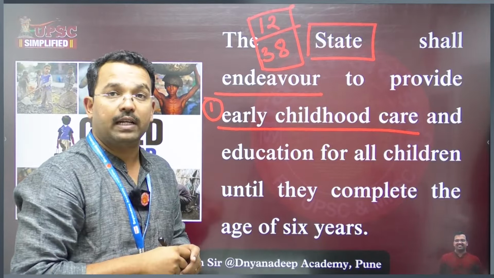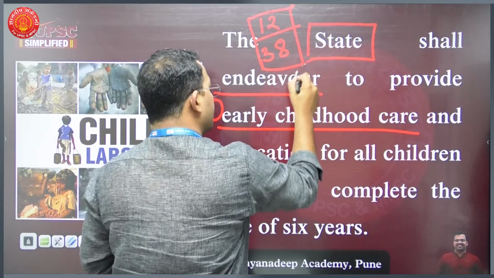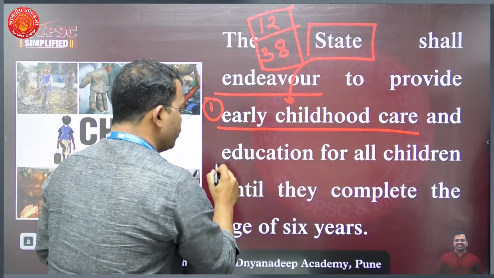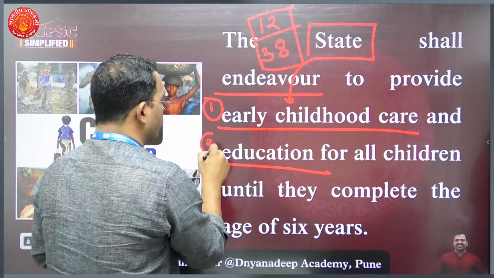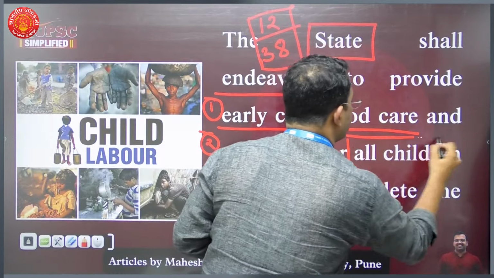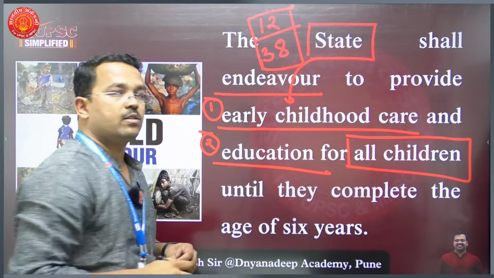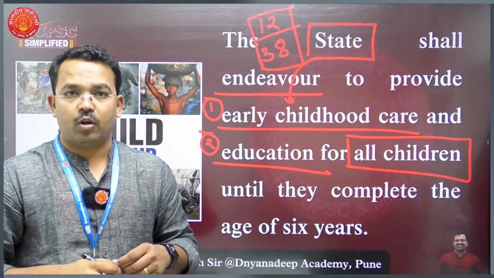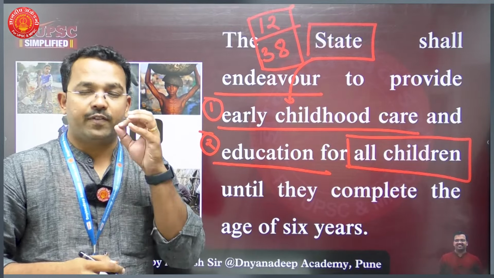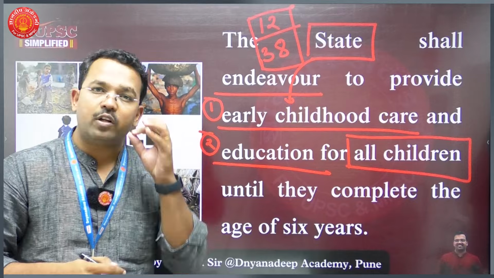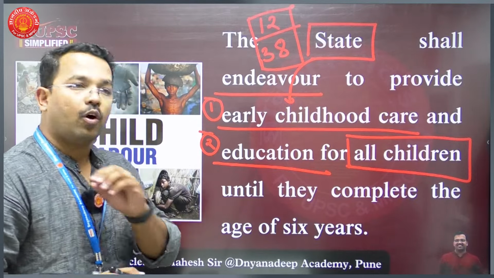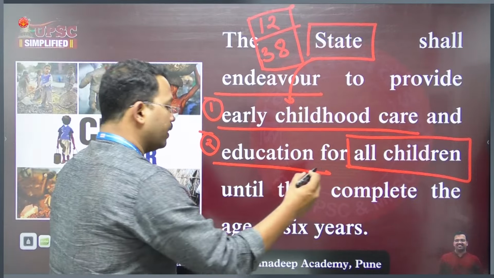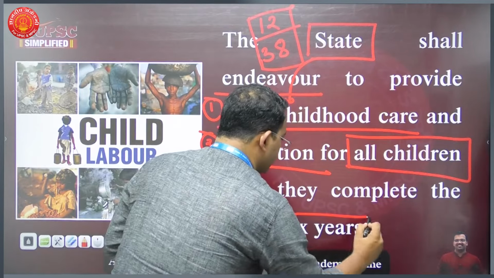So the first objective should be provision of early childhood care. Who should provide this early childhood care? It must be provided by the state. And education for whom? For all children. This is the important point. See, it is not talking about only some children. It is not talking about a specific section, specific caste, specific religion or gender. It is talking about all children until they complete the age of 6 years.